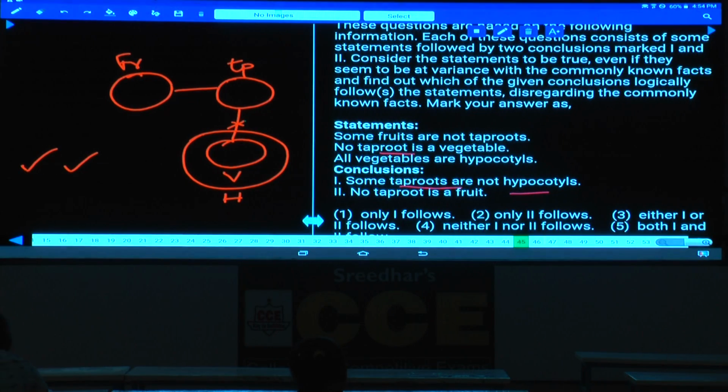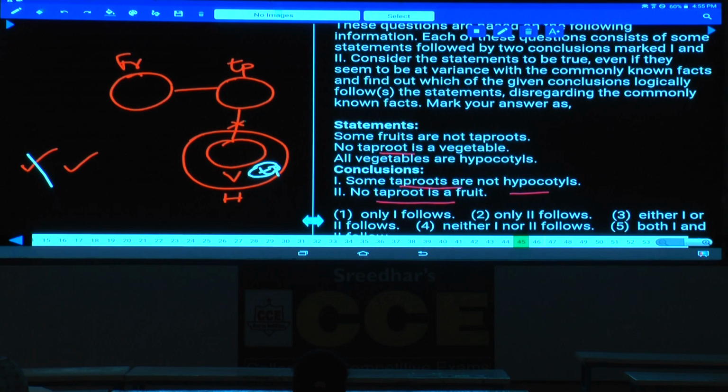Some taproots are not hypocotyls. Now we need to prove all taproots are hypocotyls. Now tell me whether all taproots are hypocotyls. Now tell me whether I can draw my taproot like this or not. If I draw taproot like this, then all the statements are valid or not, and alternate diagram proven, previous conclusion will be false. Then no taproot is a fruit.